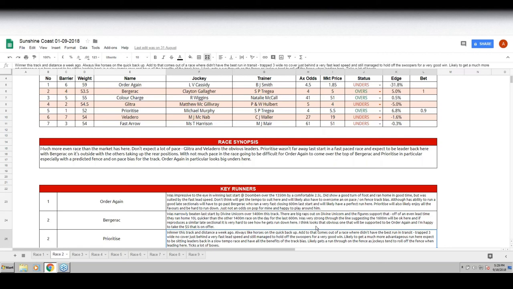Bergerac did not, actually. That one didn't quite work out. He ended up getting back and being alongside Order Again in the run, but we got one out of two right, and we managed to get a little profit off the race.